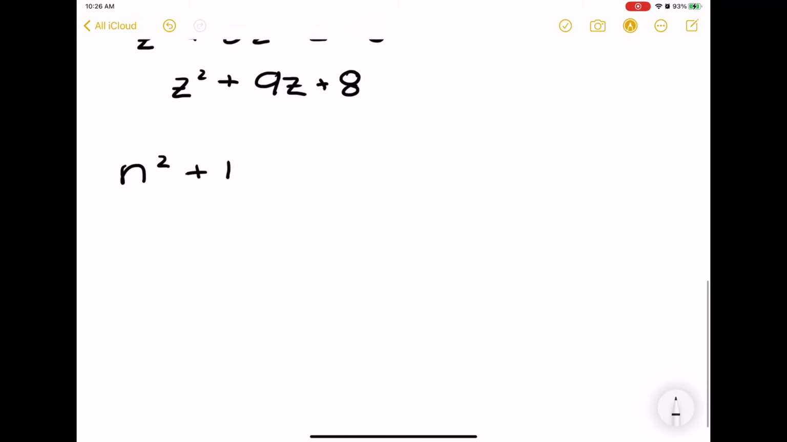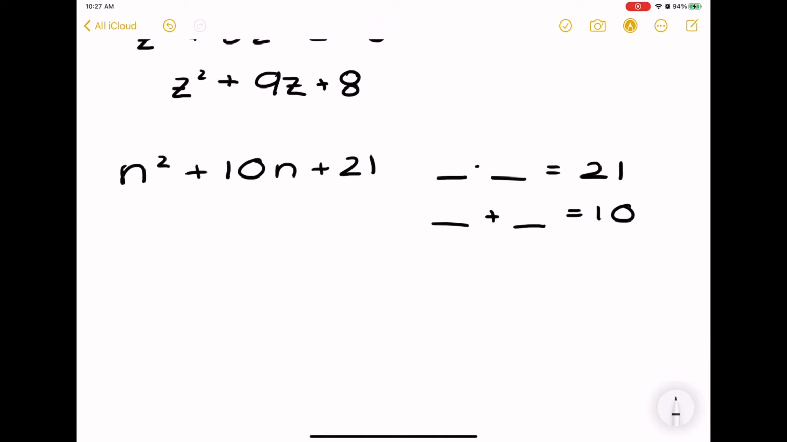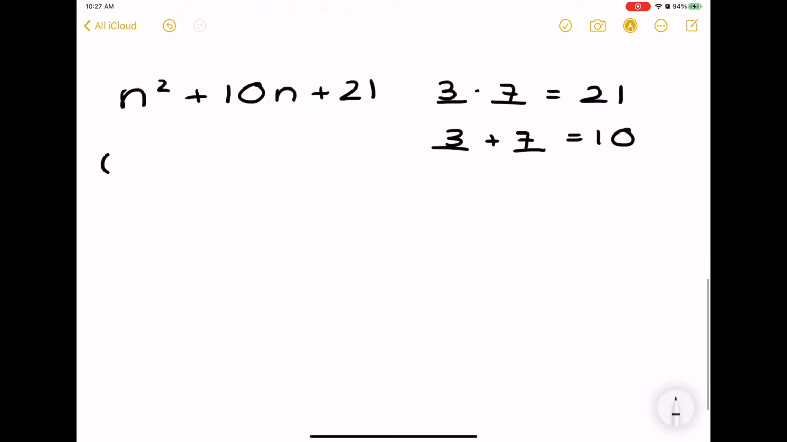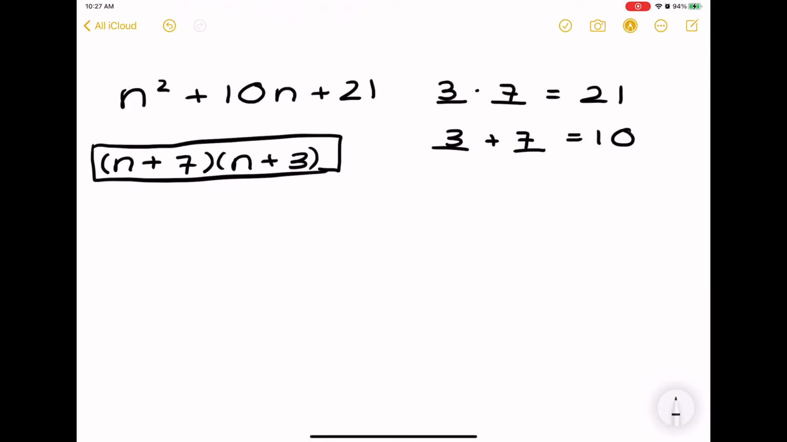Let's do another equation. Let's say we have n squared plus 10n plus 21. So what two numbers multiply to 21 and add to 10? In this case, it'll be 7 and 3. This is a very simple way, just having these little two lines on the side and thinking about it in your mind and then seeing, does this make sense?